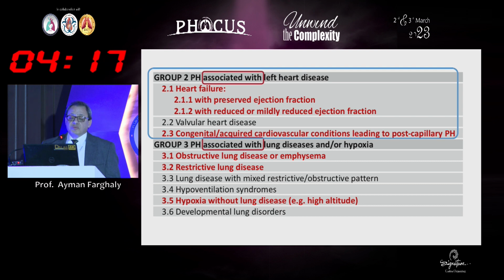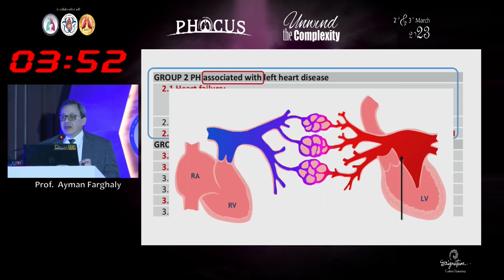Now we go to group 2, which is a big pool of cases that we have. Heart failure with its two kinds, preserved or reduced ejection fraction, valvular heart disease, and congenital or acquired cardiovascular conditions leading to post-capillary pulmonary hypertension. Again, this is a very important group to suspect and to elect. Most of these cases, we don't take them to the cath lab.